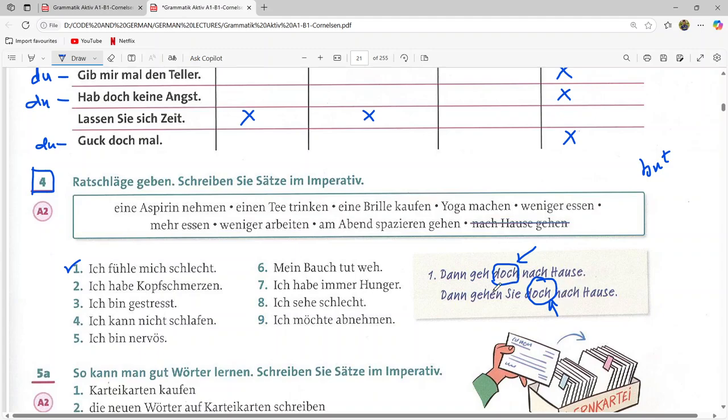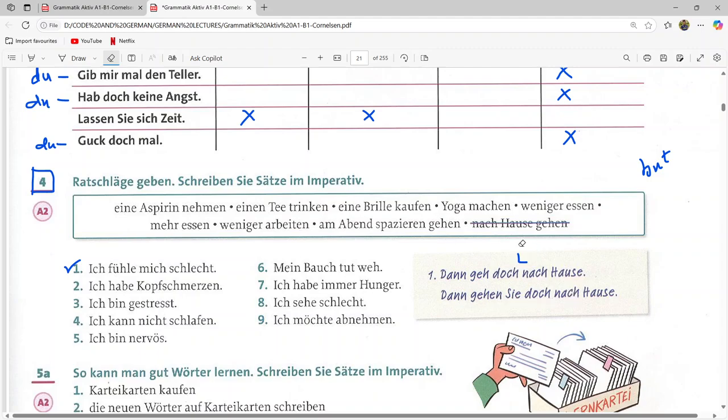Okay, so like if you say "Dann geh doch nach Hause," the sentence is less rude. So "Dann geh doch nach Hause," it is a du form. In the Sie form, if you want to say it, it is like this: "Dann gehen Sie doch nach Hause."